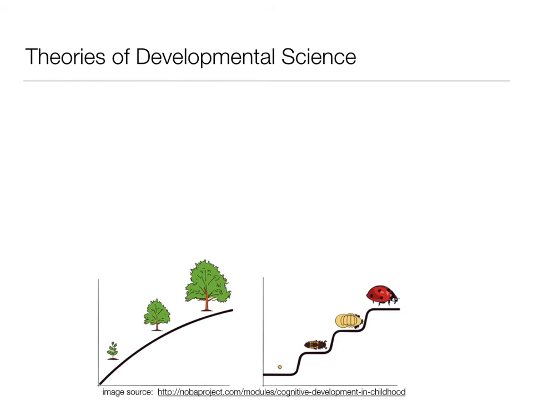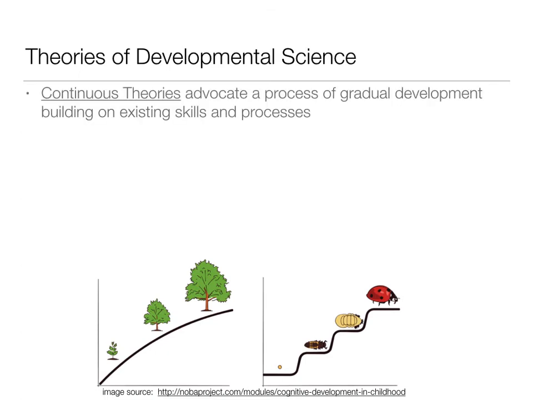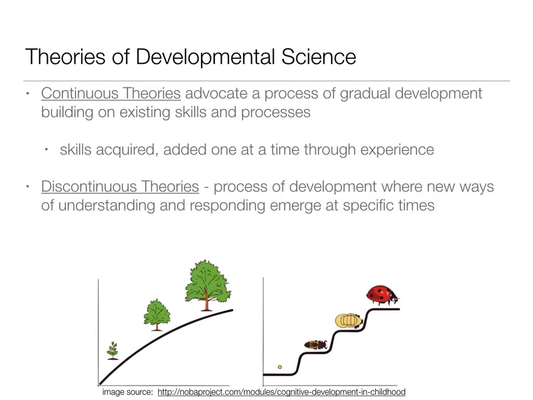Within these different kinds of theories of developmental science and developmental psychology, we have continuous theories. Continuous theories would be like the tree on the left, the graph of the tree, where we have this process of gradual development that builds on existing skills and processes, and we have a pretty smooth line for development. Skills are acquired and added one at a time through experience. Again, we get this gradual development. We also have discontinuous theories, which we also refer to as stage theories. We'll talk about both kinds of theories in this class.